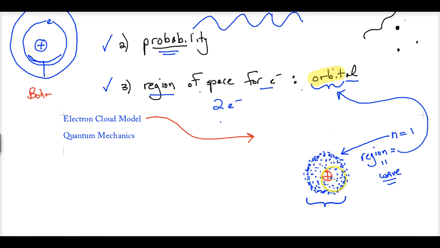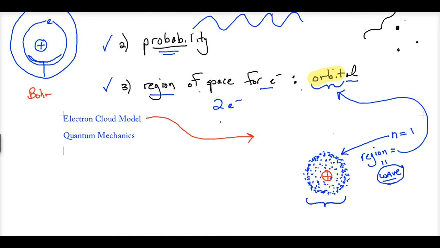It could be anywhere inside the sphere, but the most probable location is somewhere on this edge here, which matches up to Bohr's circle, except of course our electrons can be anywhere and there's some kind of wave function or wave that's standing in this region. Okay, so that's n equals 1.